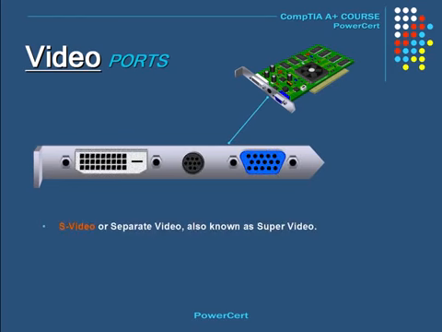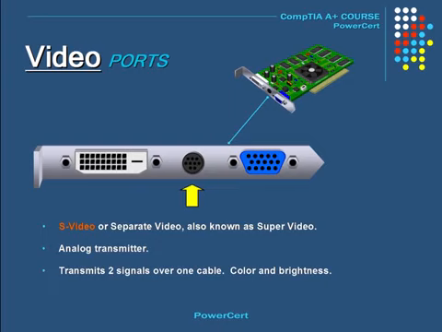One port is called S-Video, or separate video, also known as super video. S-Video is an analog transmitter. It transmits two signals over one cable. One signal is for color, and the other signal is for brightness. The S-Video port is round and is usually a black color.